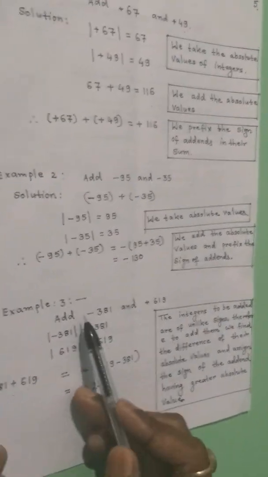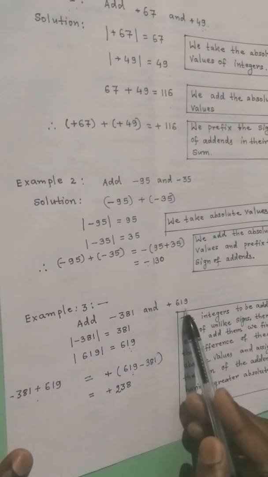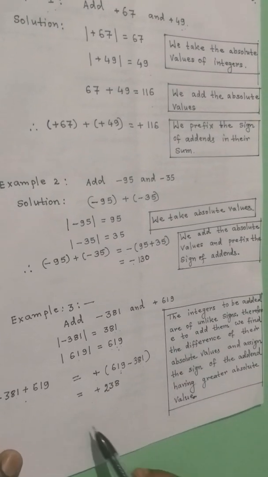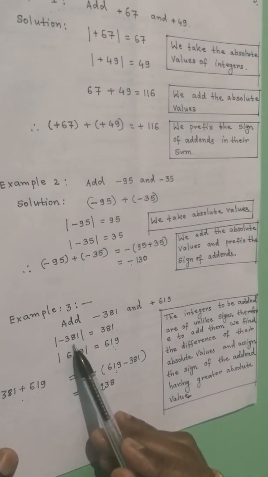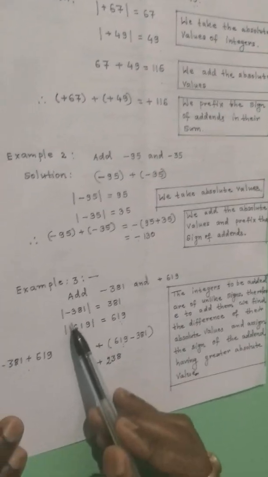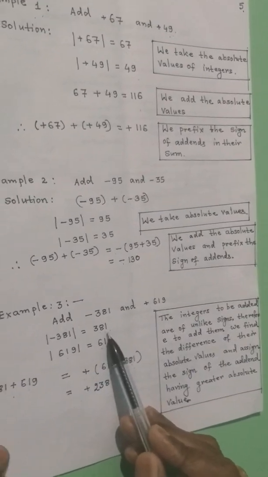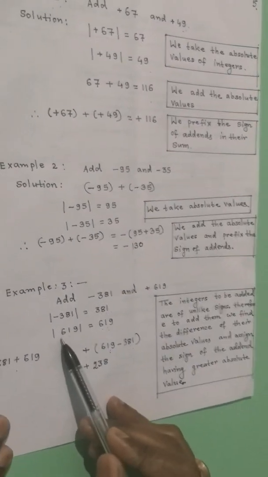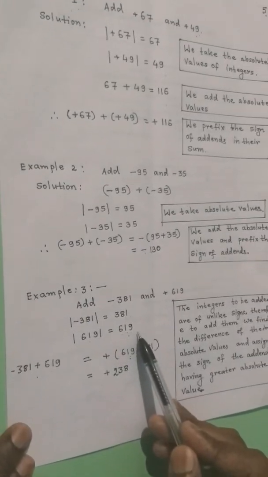In example 3, add minus 381 and plus 619. We also find the absolute values of both the integers. The absolute value of minus 381 is equal to 381. The absolute value of 619 is equal to 619.